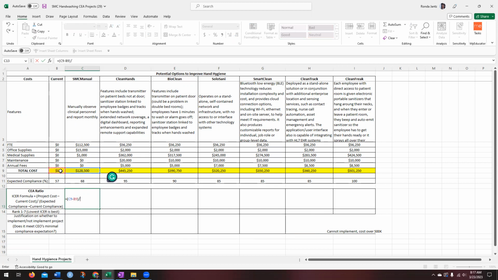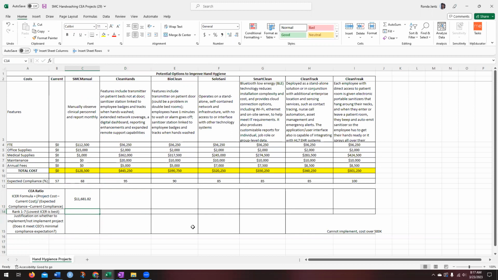And then we're going to divide that by expected compliance, which is here, minus our current compliance, which is there. And then we are going to have a CEA ratio. And we're going to do that the whole way across. And then we're going to rank them. We're going to want the lowest here. The lowest is going to be the best because that's the lowest cost per compliance. So that's what we're looking for.